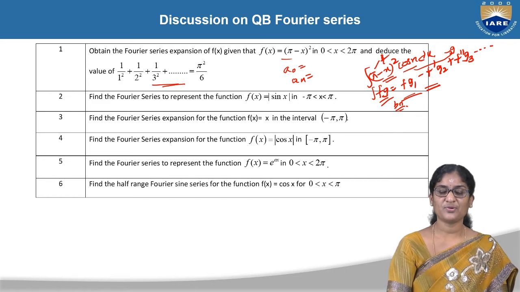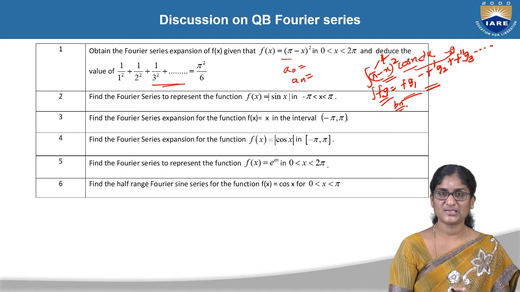So how to find out the Fourier series? Again, the same formula. a0, write the expansion and put the values of the Euler constants. One by one, we have to solve it. For an, a naught and bn value.